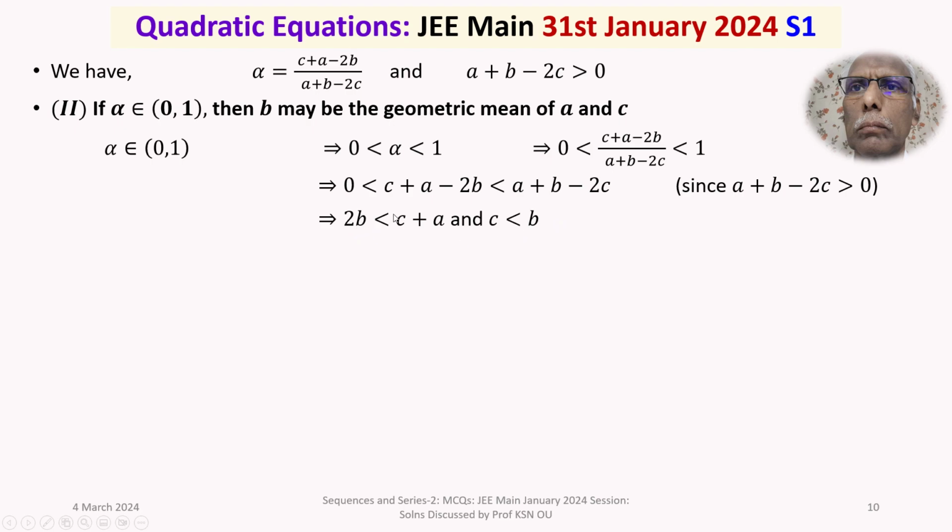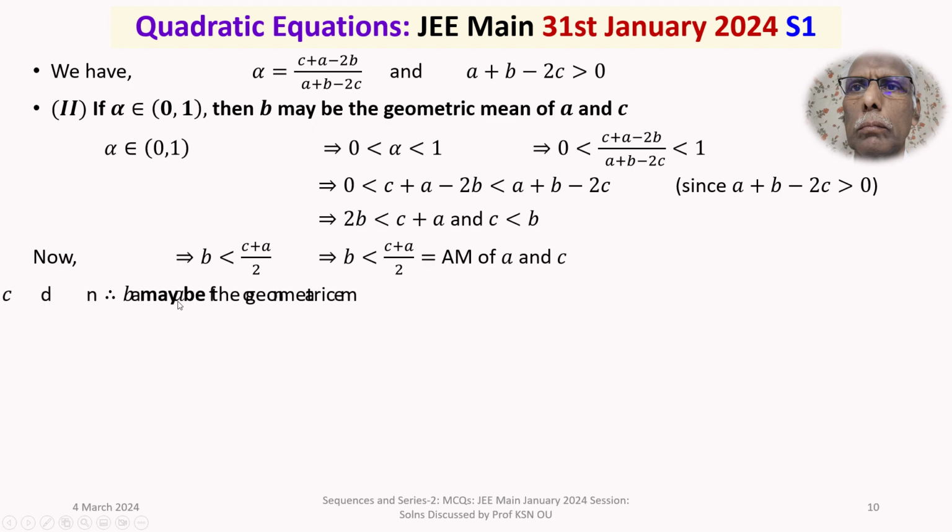But what we take is this one. So this will imply now b is less than c plus a by 2. That implies b is less than c plus a by 2, the arithmetic mean of a and c. So b may be the geometric mean of a and c. Why? Because the geometric mean is always less than or equal to the arithmetic mean. Now, b is less than the arithmetic mean of a and c. So, the geometric mean is less than or equal to arithmetic mean.